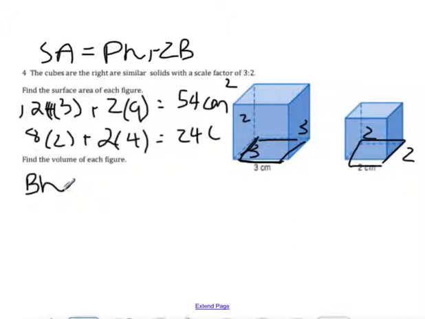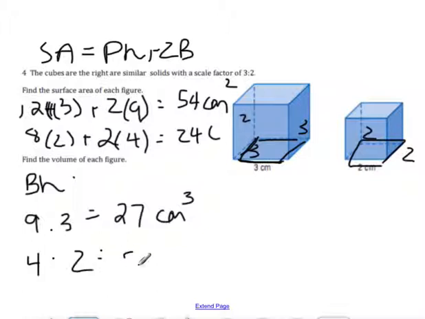Well, for the first one, the area of the base we found to be 9. And then we're going to take the area of the base times the height, which is going to give us 27 centimeters cubed for the volume of the first box. Then we're going to take a look at the volume of the second box. Well, the area of the base we found to be 4 times the height, which is 2, and that's going to give us a volume of 8 centimeters cubed.